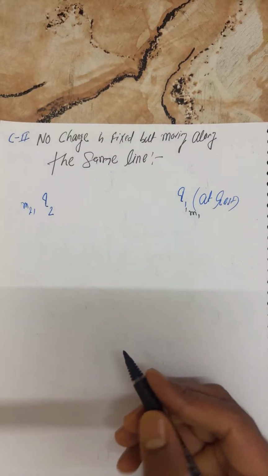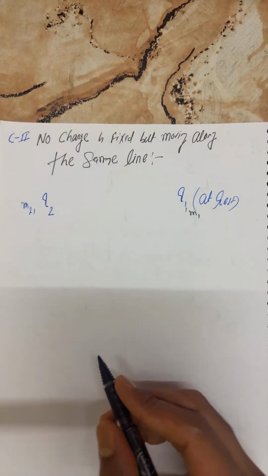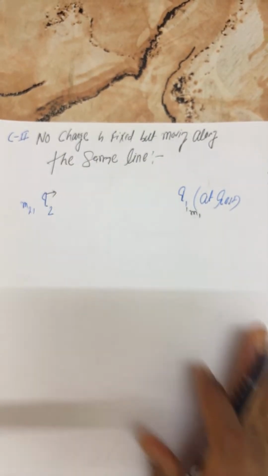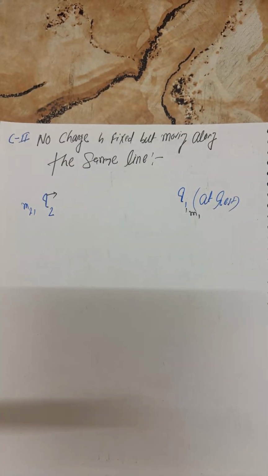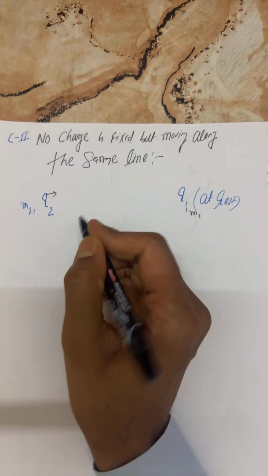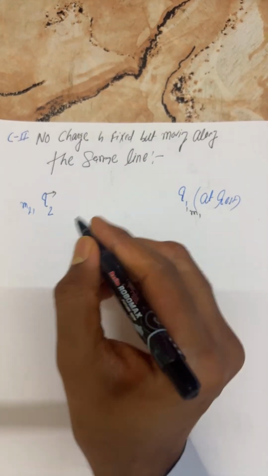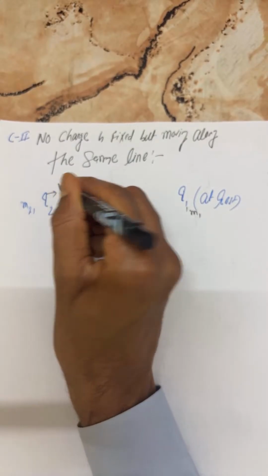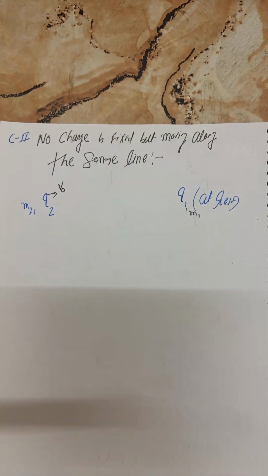Students, you can write again here. Initially, they are at large separations. Keep that in your mind. Now I'm projecting Q2 with speed V naught.